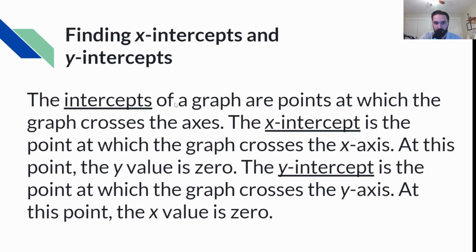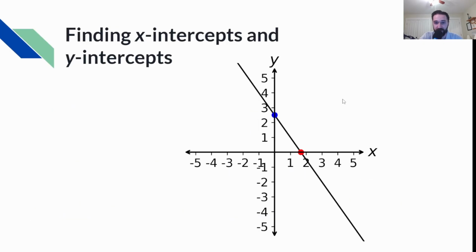These definitions are a little confusing in paragraph form, so let's look at this in graphical form. Here I have some line. I don't know what its equation is. I'm just looking at its intercepts. I'm interested in where it crosses the y-axis and where it crosses the x-axis.